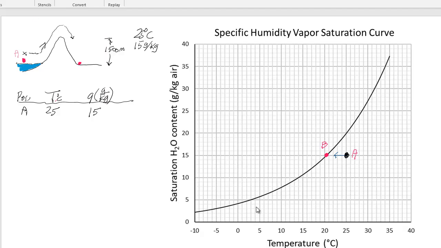All of that time as it rises up the mountain, it's just cooling adiabatically. There's no precipitation. It's cooling at the dry adiabatic lapse rate. So when it gets to point B, that's when it reaches the saturation curve. We can see from the diagram it's cooled to 20 degrees C. And again, it hasn't precipitated yet, so it's still got a specific humidity of 15 grams per kilogram of air. So let's put point B on our diagram too. Point B is somewhere like this.